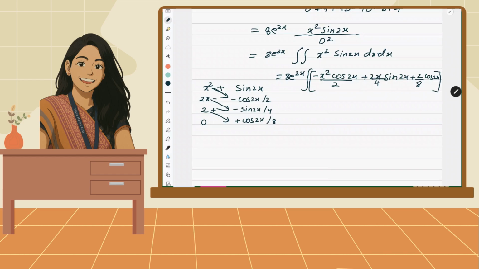Now one more time I have to integrate. So let me write the simplified version. 8 e to the power 2x. Okay, so the first term is minus x square cos 2x upon 2. If you want, you can write 1 by 2 outside. Okay, then plus 1 by 2 integration of x sine 2x. Plus, I have not written dx, you should write 1 by 4 integration of cos 2x.